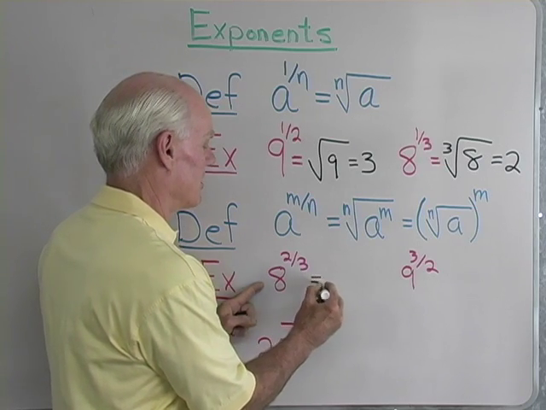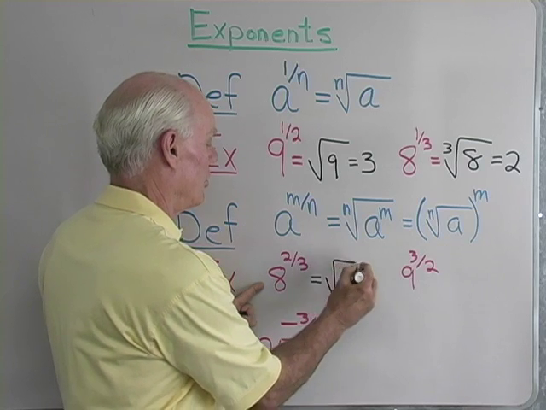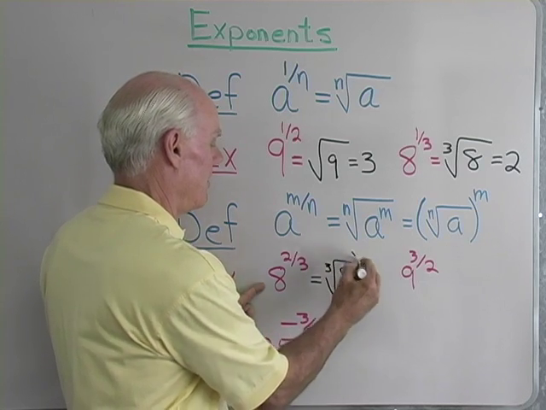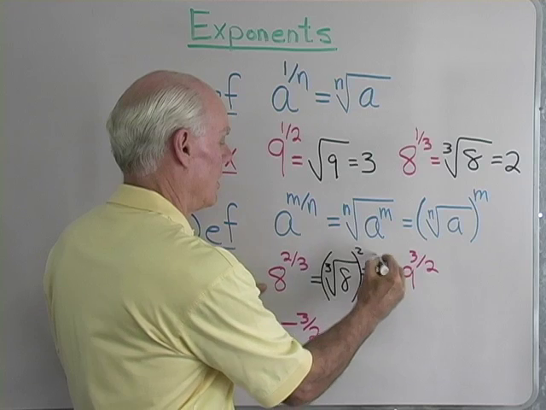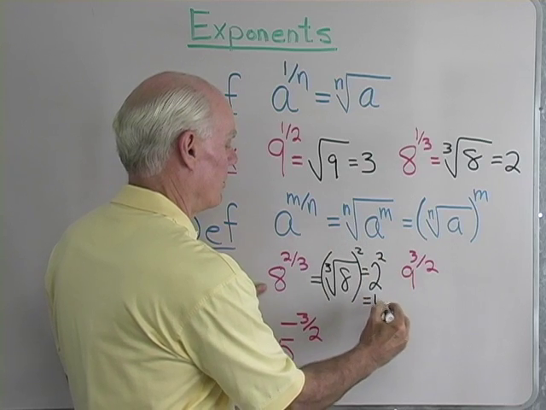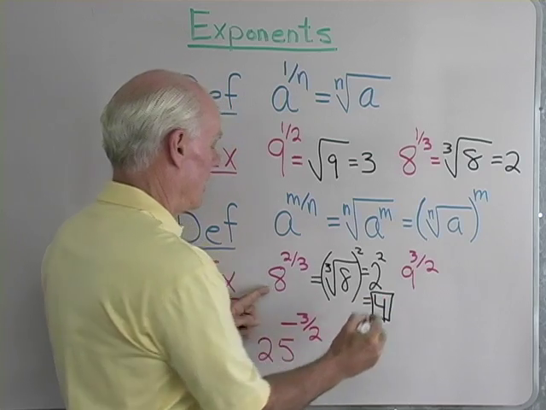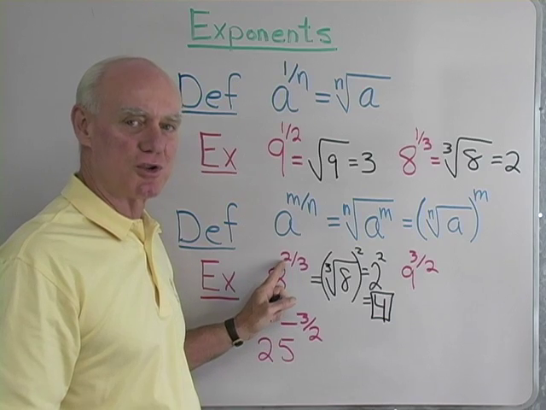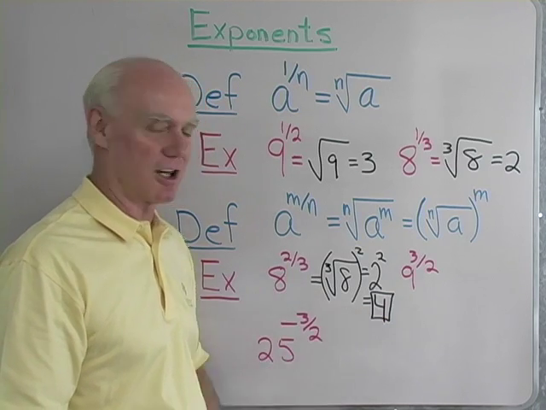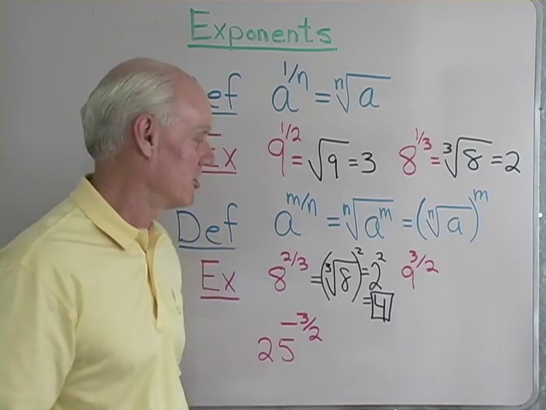So I can write it like this if I want. Cube root of 8 quantity squared, that will be 2 squared, which will be 4. So 8 to the 2/3 power, the third root of 8 is 2, squared is 4. So it makes sense that it comes out that way. And again, this is a definition.